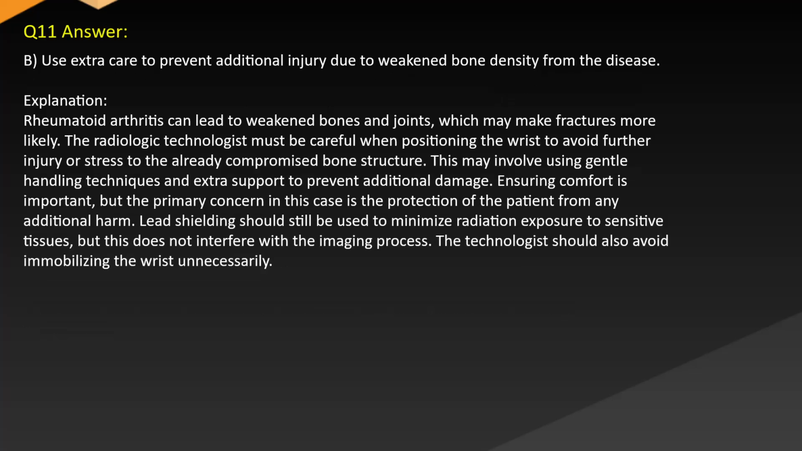Answer: B. Use extra care to prevent additional injury due to weakened bone density from the disease. Explanation: Rheumatoid arthritis can lead to weakened bones and joints, which may make fractures more likely. The radiologic technologist must be careful when positioning the wrist to avoid further injury or stress to the already compromised bone structure. This may involve using gentle handling techniques and extra support to prevent damage.